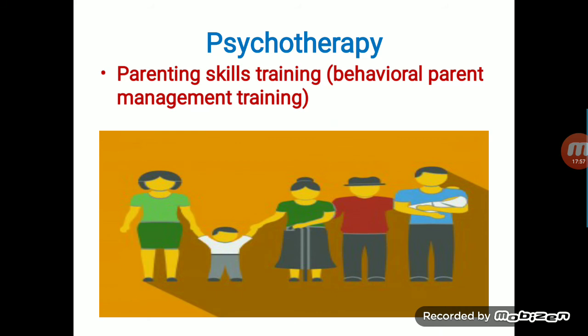So here what we can do is advise the parents to always give a reward whenever the child does a good job, or whenever the child follows the parents' instruction. We should always advise the parents to give a reward to the children in order to motivate their behavior, or in order to encourage their positive behavior.